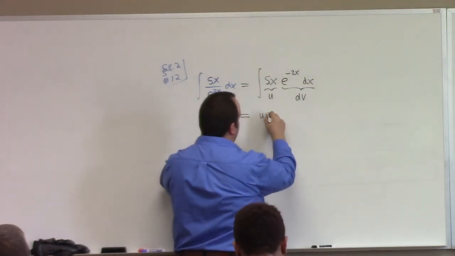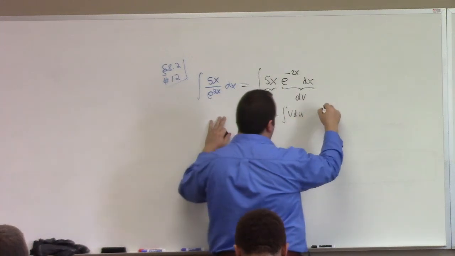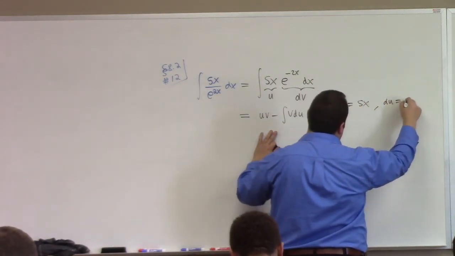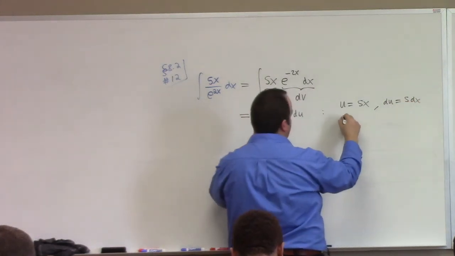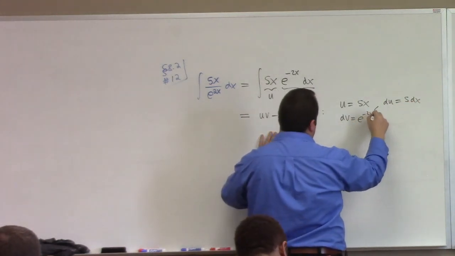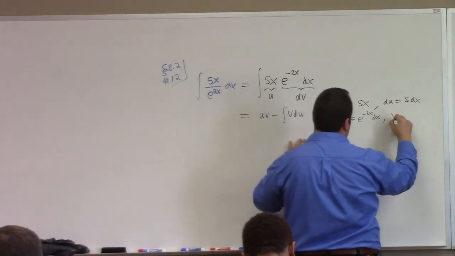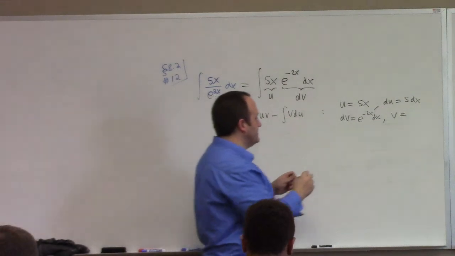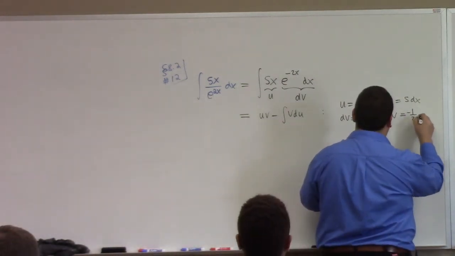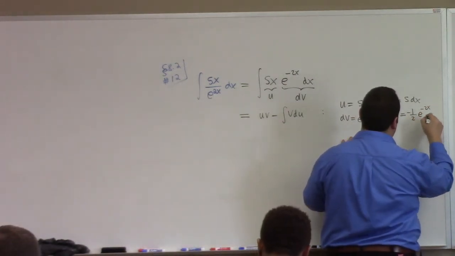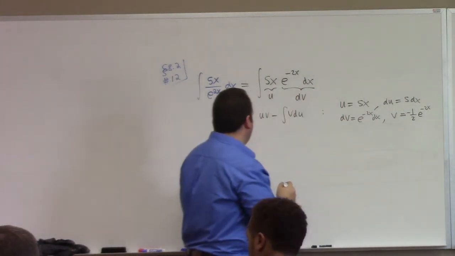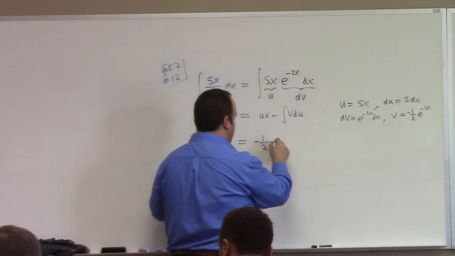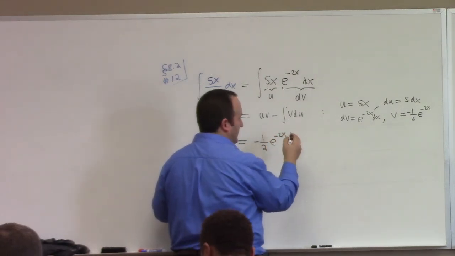So this is uv minus the integral of v du. And let's see here, u is 5x, so du is 5 dx, and dv is e to the minus 2x dx. So v is what? Negative 1/2 e to the minus 2x, right? And so here we go. This is minus 1/2 e to the minus 2x. I put the v first, if you don't mind.